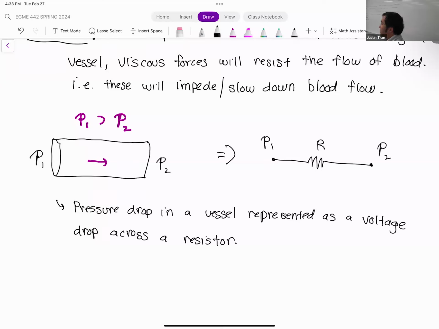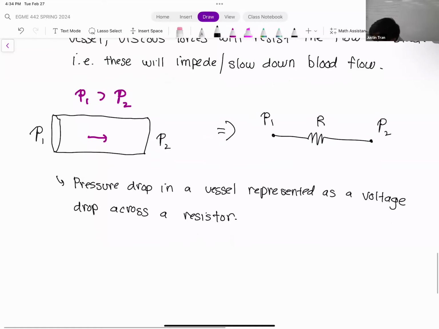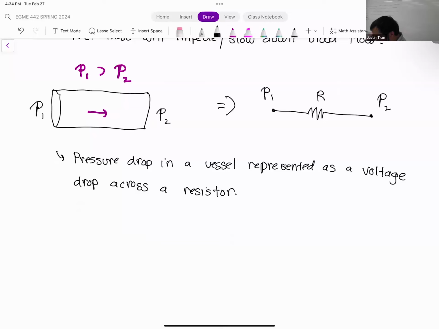So that's the main analogy that we have here. Whenever you have a section of straight vessel, you can represent that in LPM using a resistor. That resistor is going to capture all the viscous friction, all the viscous resistance and shear forces within that section of the vessel. And so we already have this connection: pressure drop and voltage drop are equivalent. Pressure and voltage are the same idea.